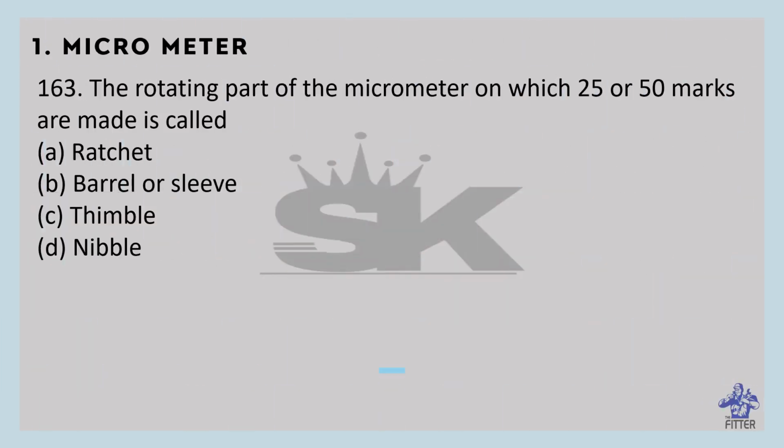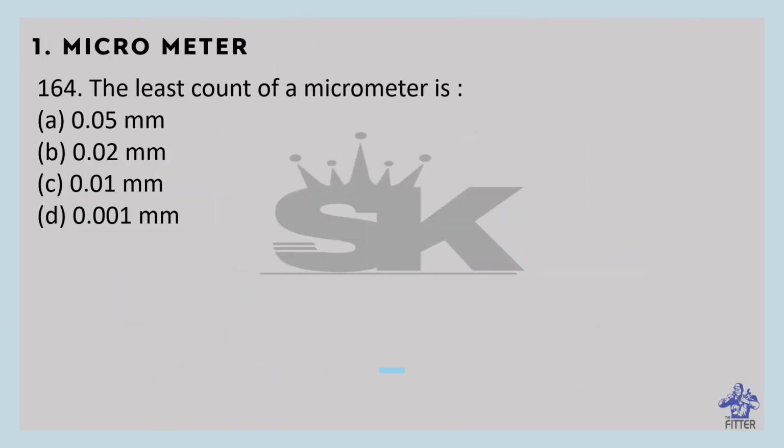The rotating part of the micrometer on which 25 or 50 marks are made is called what? So that is called the thimble. Okay. This thimble is the component that encompasses the barrel. In order to calculate the rotations, it contains circular measurements. Okay. The least count of a micrometer is? So we know that is 0.01 mm. Okay.